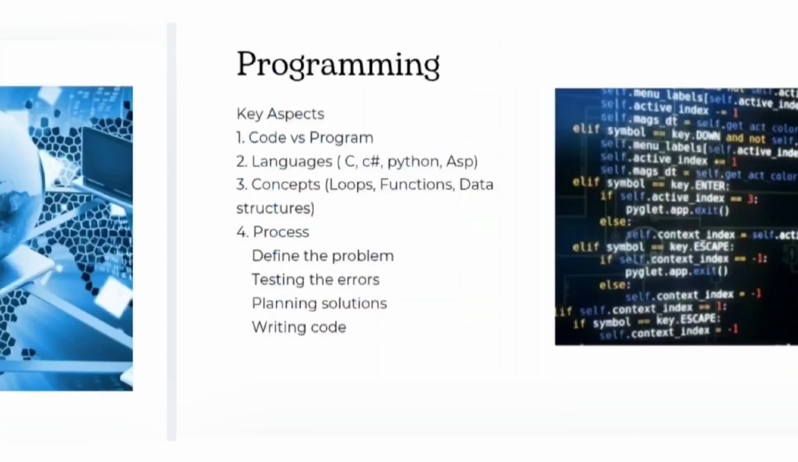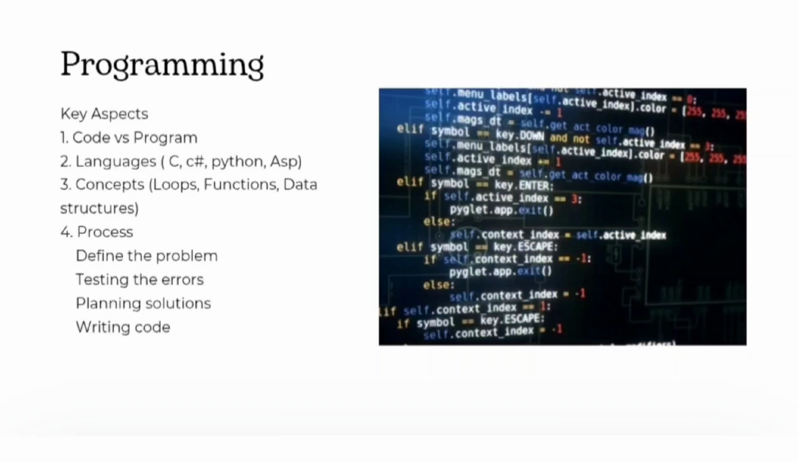Okay, and then next, key aspects. What are the key aspects involved in programming? First, we have to differentiate between the code and the program. Code, as I said, is instructions. We are going to write the program, and program means we are going to design, test or debug something.